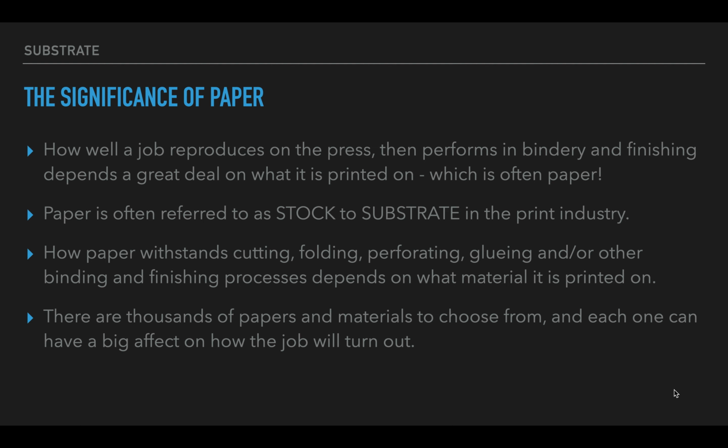How well a job reproduces on the press, then performs in bindery and finishing, depends a great deal on what it's printed on, which is often paper. Paper is often referred to as stock or substrate in the print industry. How paper withstands cutting, folding, perforating, gluing, and other binding and finishing processes depends on what material it is printed on. There are thousands of papers and materials to choose from, and each one can have a big effect on how the job will turn out.